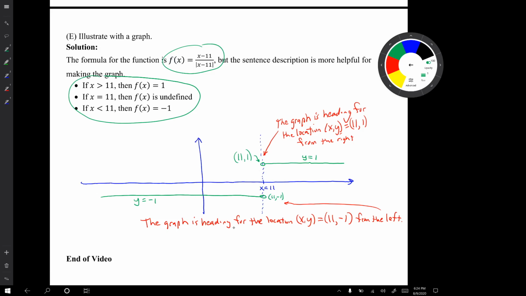So again, I said location. There's no point at that location. There's just a hole.